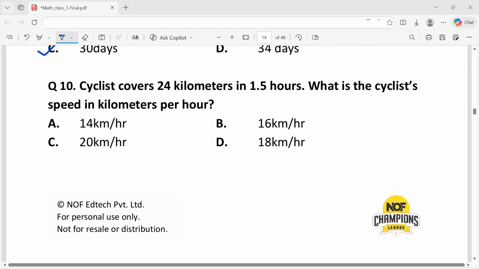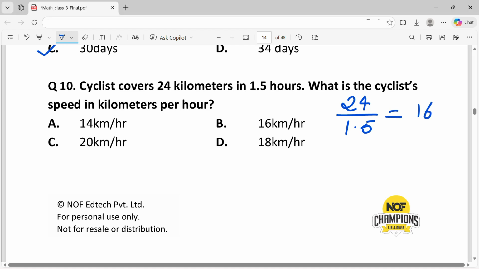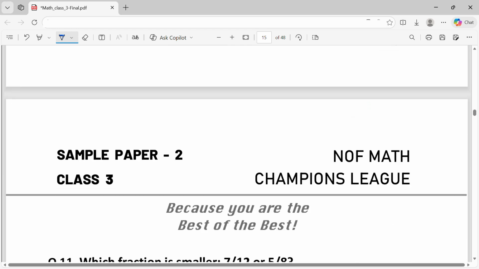Question 10. A cyclist covers 24 kilometers in 1.5 hours. What is the cyclist's speed in kilometers per hour? We know that speed is equal to distance upon time. That is 24 upon 1.5, which is equal to 16. That is option B, 16 kilometers per hour.